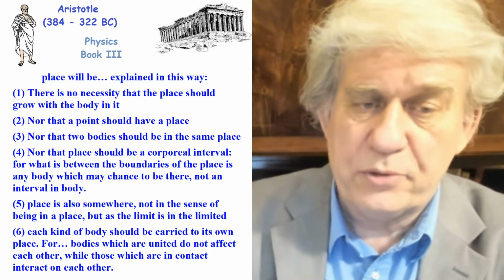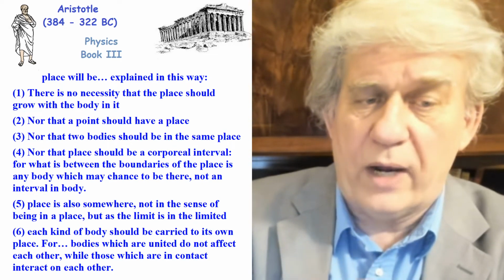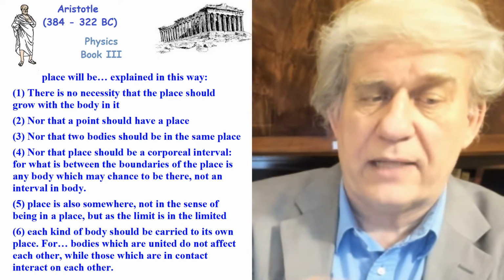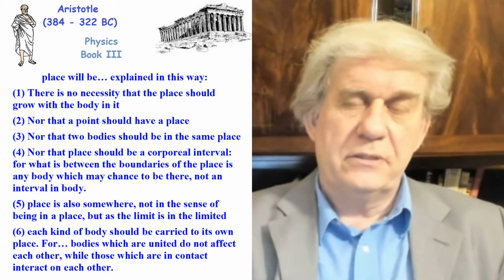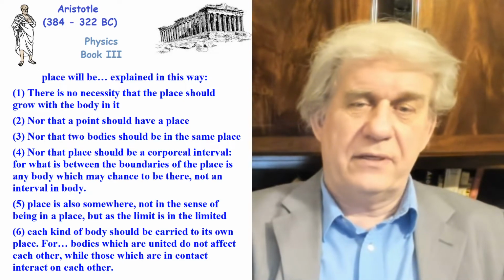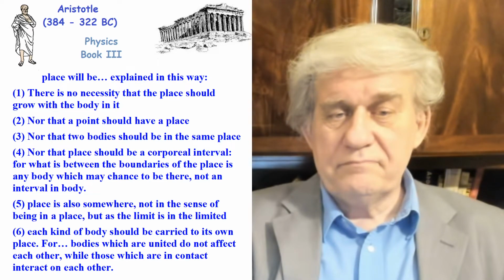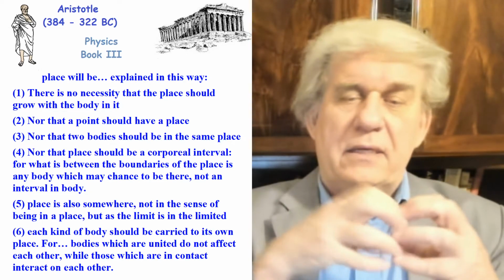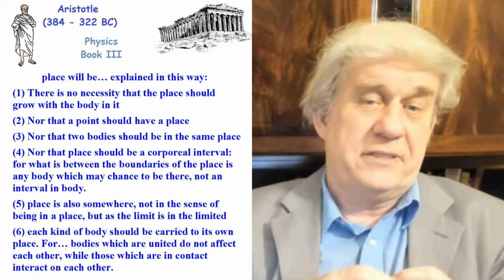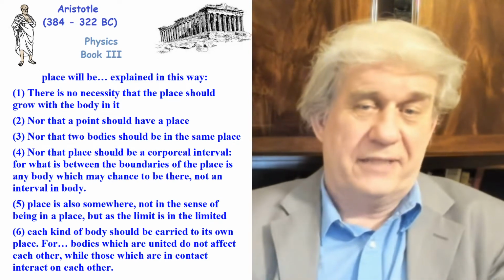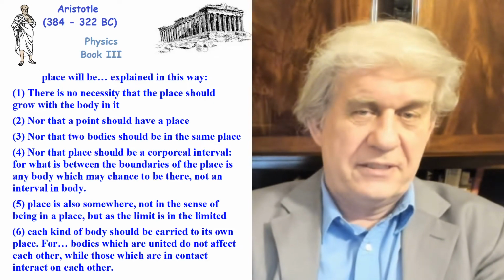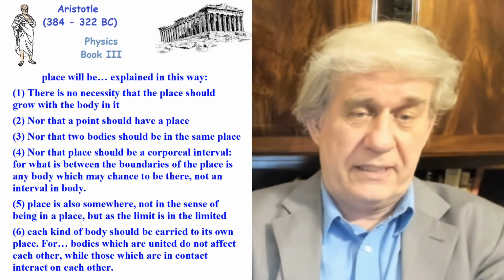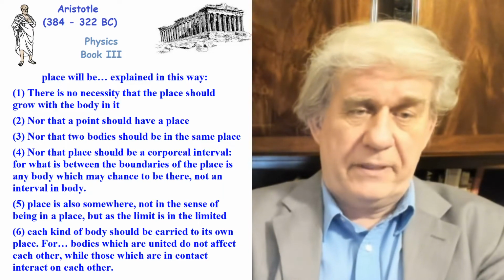For bodies which are united do not affect each other, while those which are in contact interact with each other. Okay, so he's saying if they're united, I guess they don't affect each other because, you know, they're one, essentially. I guess he's saying there's no separation between them. Who knows what he had in mind there. But the point here is the notion of place. Place, he says, it's a boundary, okay?